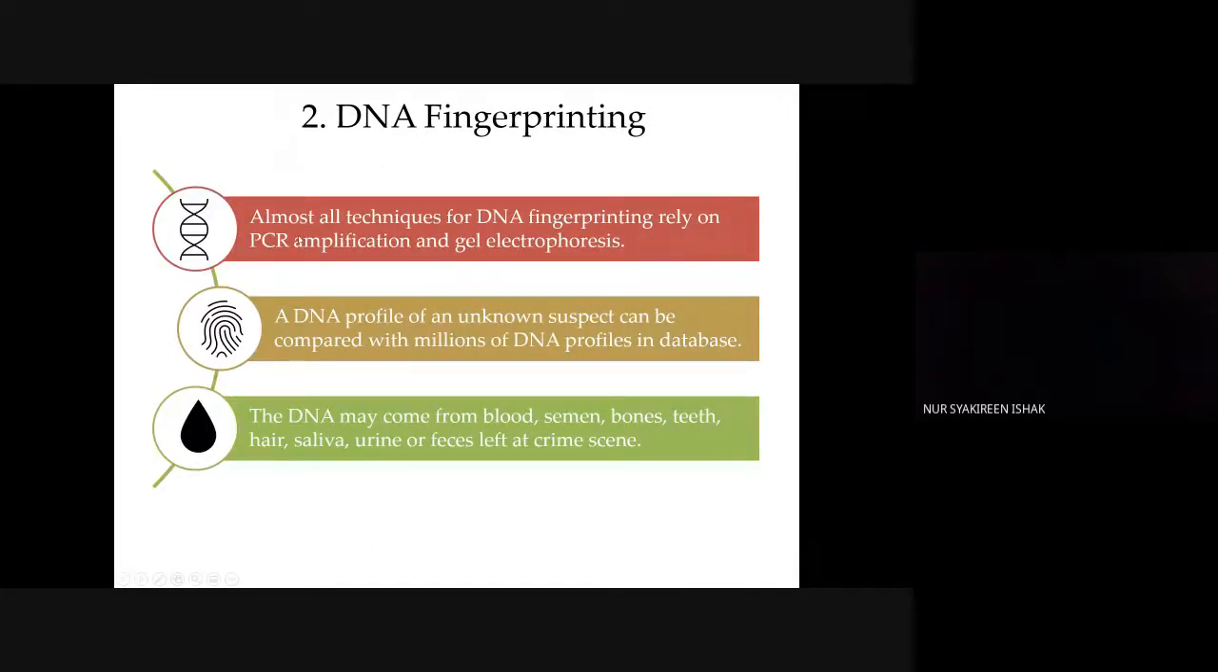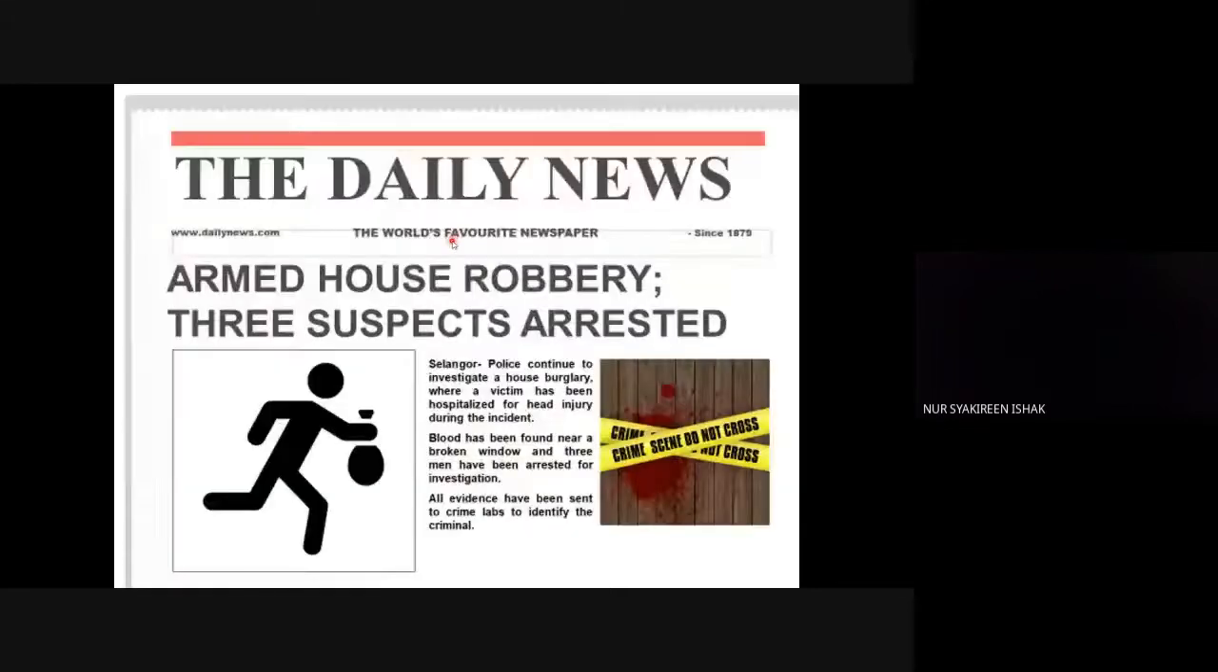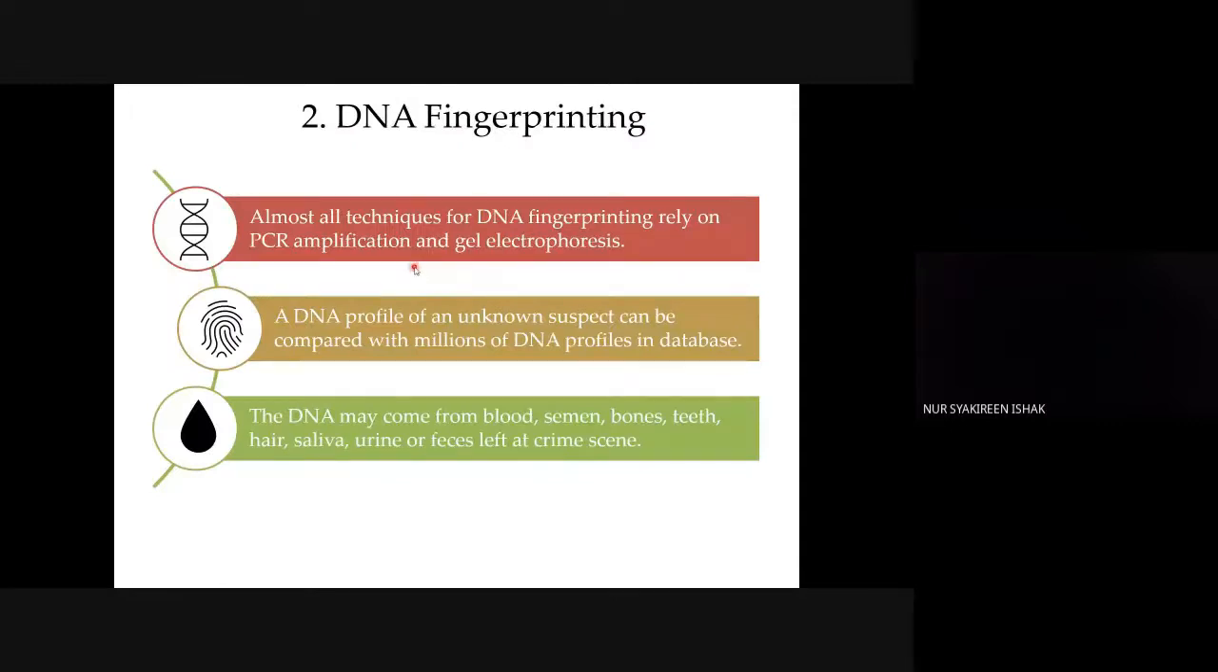So almost all techniques for DNA fingerprinting rely on PCR amplification and gel electrophoresis. So saya dah mention tadi. Okay. So in order to get DNA fingerprinting, you have to isolate the DNA sample from cell, kan. Kalau contohnya ada crime scene, you get the blood stain, for example. So you extract out the DNA from that blood stain, ataupun from semen kalau ada case macam rogol ke apa ke kan. So you get the DNA sample.